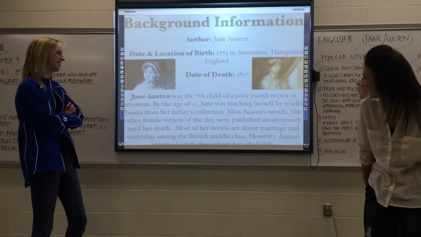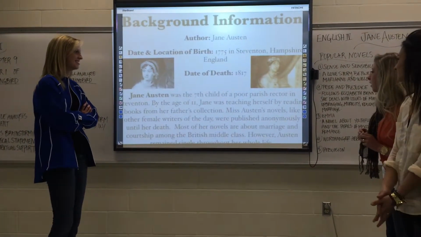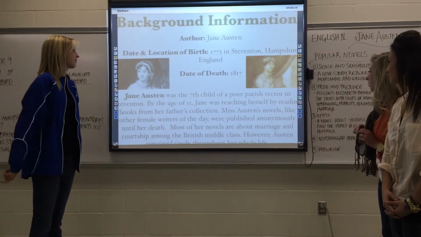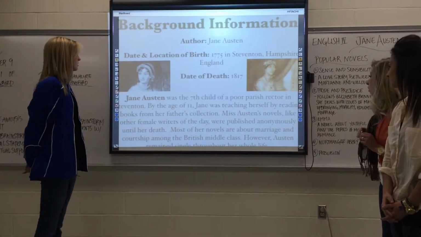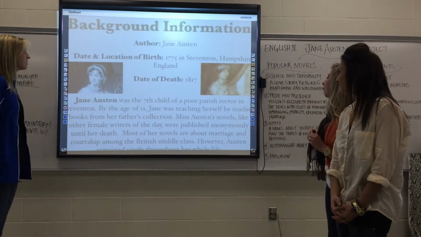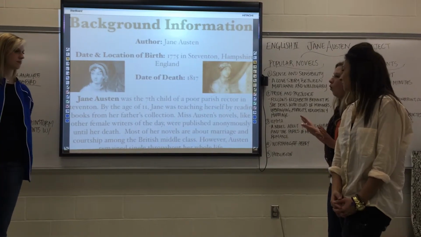By the age of 11, Jane was teaching herself by reading books from her father's collection. Miss Austen's novels, like other female writers of the day, were published anonymously until her death. But most of her novels are about marriage and courtship among the British middle class. However, Austen remained single throughout her whole life.